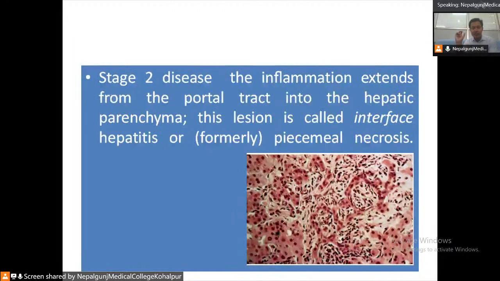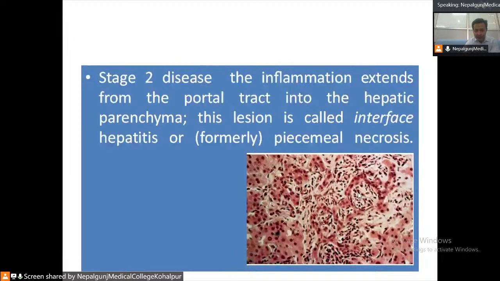Second stage means now this inflammation extends from the interlobular bile duct to the intralobular area and the adjacent liver cells. The bile duct adjacent hepatocyte involvement is interface hepatitis, or piecemeal necrosis, the extension of the inflammation. Initially the inflammation is confined to the interlobular bile duct. Now from the interlobular bile duct, it goes beyond, near the hepatocytes. There is an interface hepatitis or piecemeal necrosis. This is the second stage.